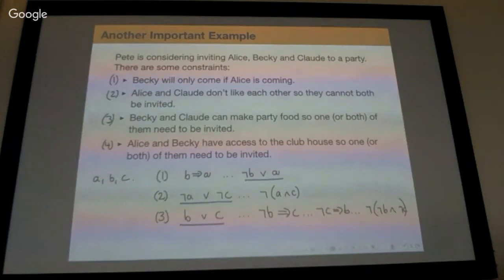Well, that one's implied, number one, isn't it? B implies A. So Becky will only come if Alice is coming. The bottom one is also just A or B. Okay, so that's the good one. So now I can write the formula. I'll call it, even though I usually call it with Greek letters: not B or A, and not A or not C, and B or C, and A or B.